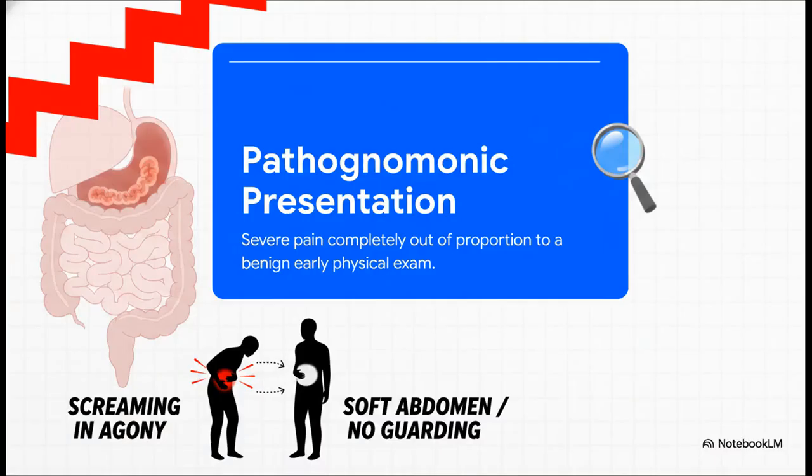Now, the pathognomonic presentation is something you just have to hardwire into your diagnostic repertoire. The absolute clinical hallmark here: severe, unrelenting abdominal pain that is completely, and I mean completely, out of proportion to what you find on a physical exam. Especially early on, you'll see a patient who might be literally screaming in agony, but you feel their abdomen and it remains surprisingly soft. You won't see those overt peritoneal signs like guarding or rigidity right away. It's a massive red flag.